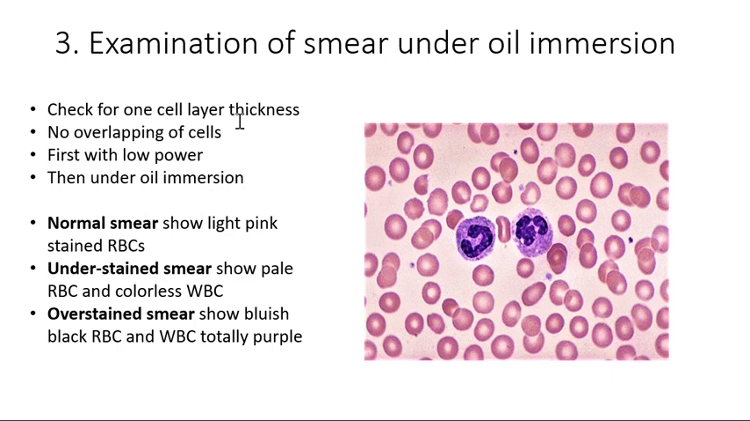Once the smear is done, you have to check whether the smear is fine or not. It should be one cell layer thick, with no overlapping of cells. You first see under low power and then under oil emulsion. A normal smear looks like this. It can be understained: if it's totally pale, with colorless WBCs, it is understained. A totally blue smear is an overstained smear.